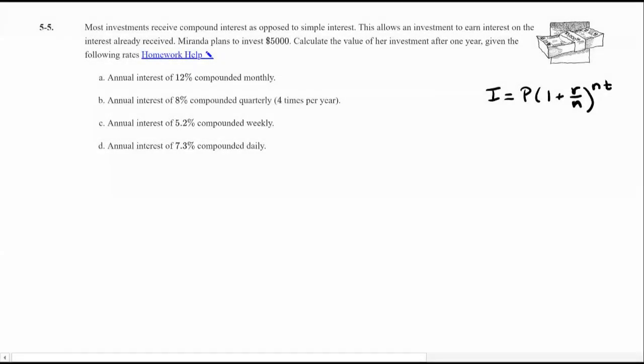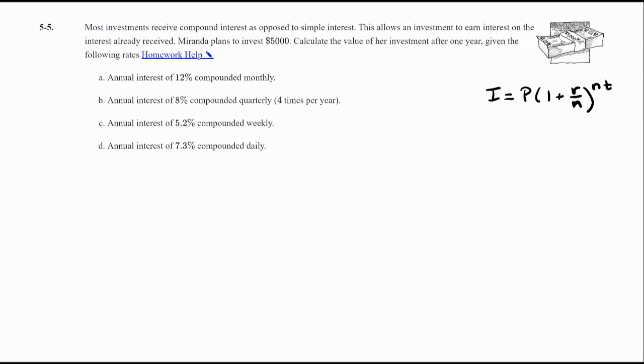Most investments receive compound interest as opposed to simple interest. This allows an investment to earn interest on the interest already received, meaning when I have $5,000 for a year and I make a percent back on that, then the next year I make the percent of the total as opposed to what I just originally put down.